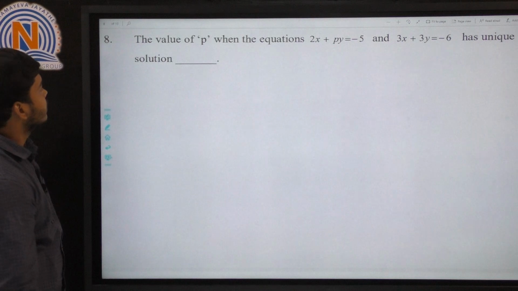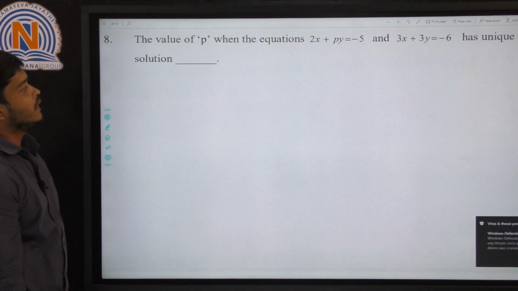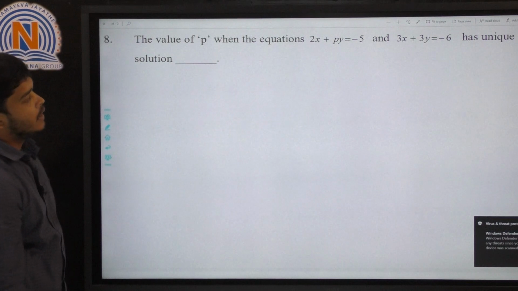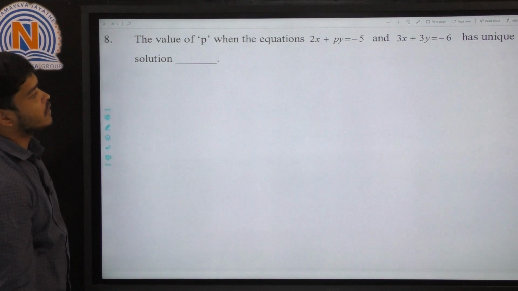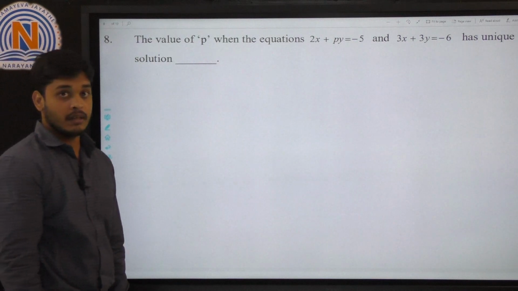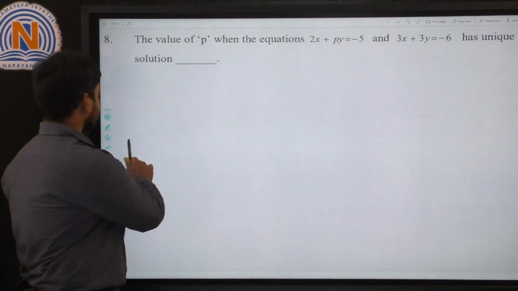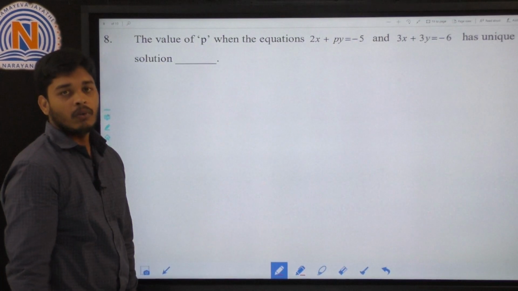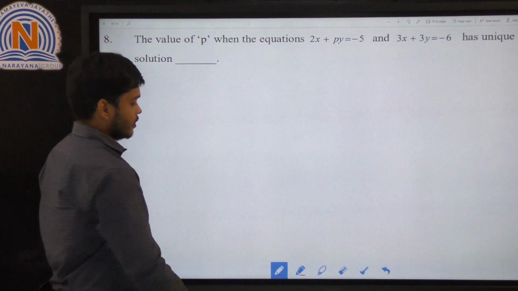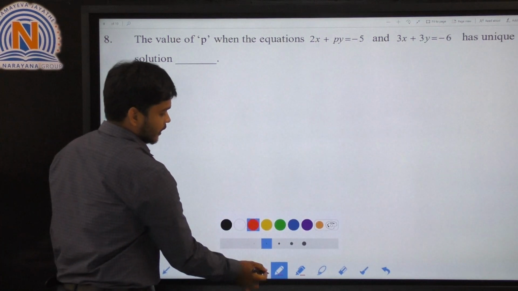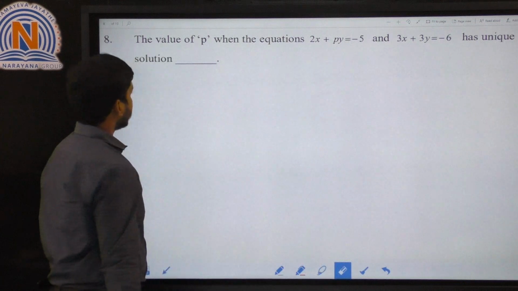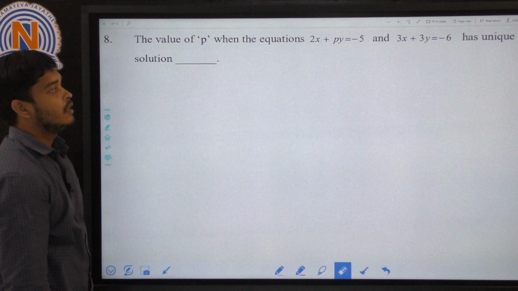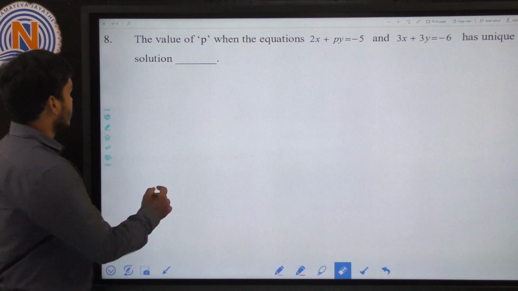Question number 8. The value of p when the equations 2x plus py is equals to minus 5 and 3x plus 3y is equals to minus 6 has a unique solution. Unique solution means those two lines are what kind of lines? Intersecting lines. Those two lines are intersecting lines. See children, so what is the value of p? The condition is intersecting lines, they are having a unique solution.